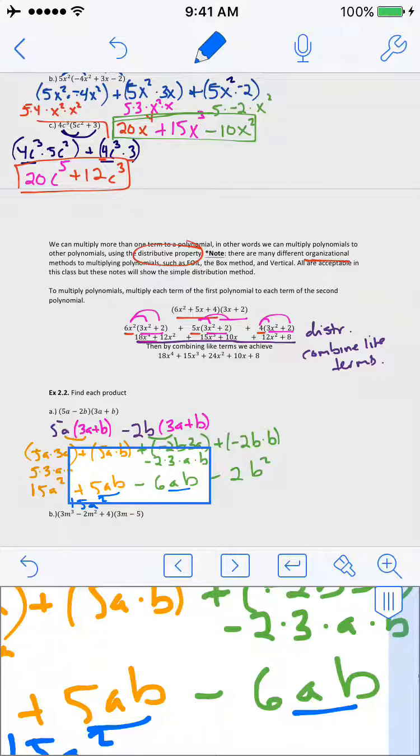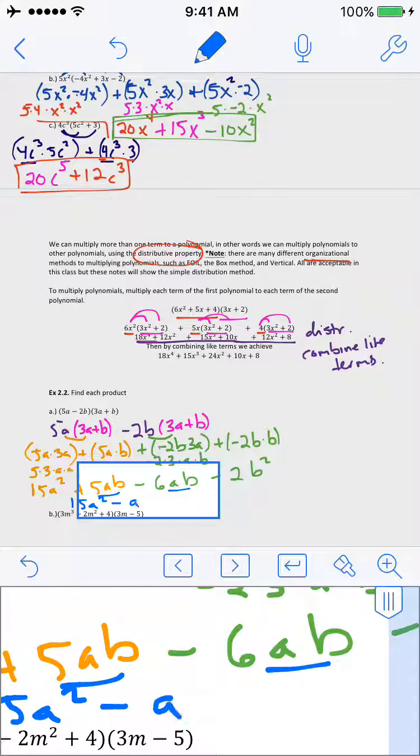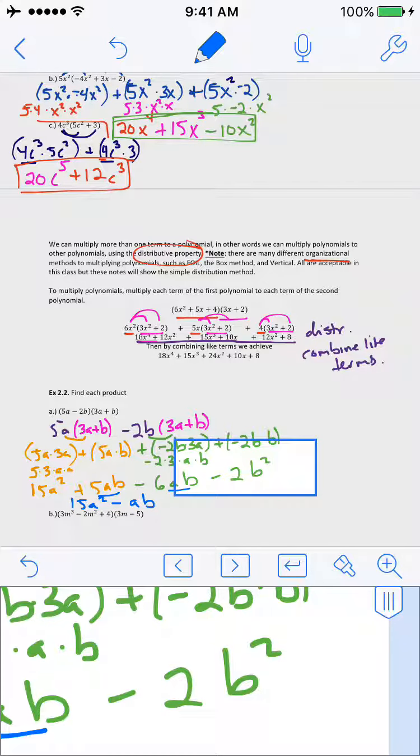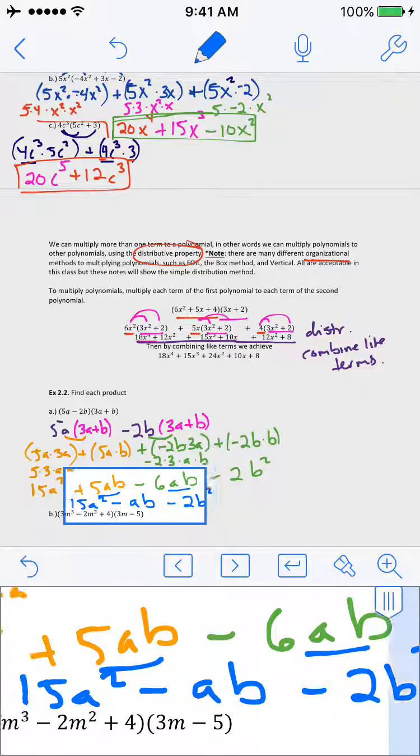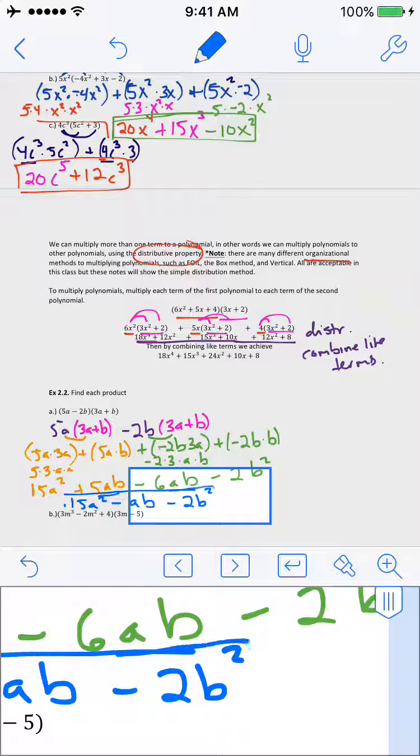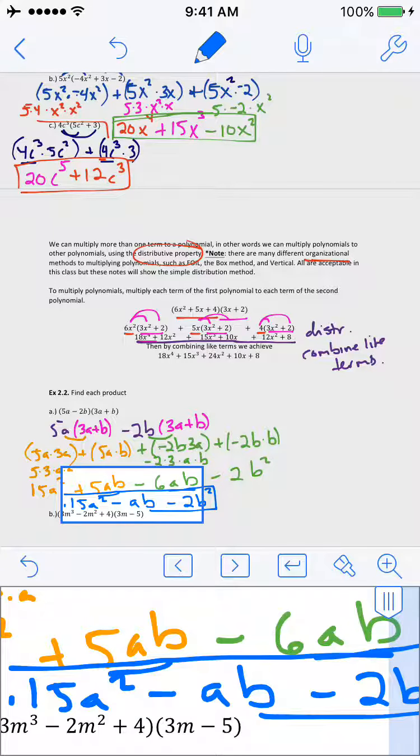I have 2 ab's, right? They are exactly the same. They both have degree 1, and they've got an a and they've got a b, so they are like terms. I can add those together and get a minus ab. And then I'd only have one term left, so there's nothing else to combine it with. I've got 15a squared minus ab minus 2b squared. And that is my multiplication of the two binomials.